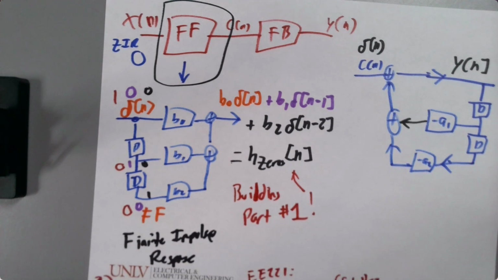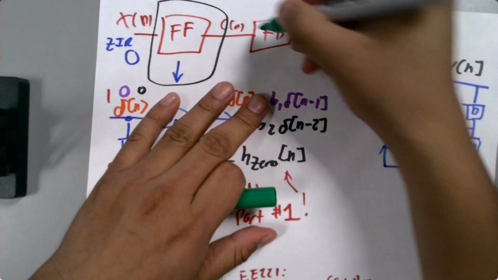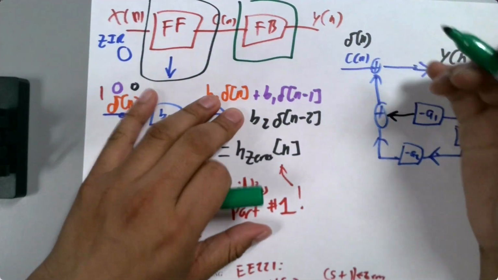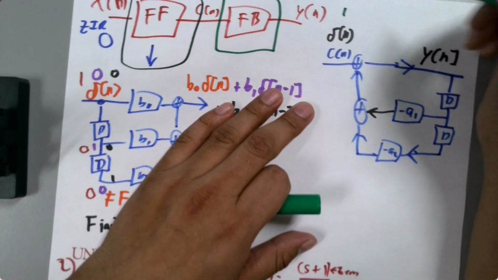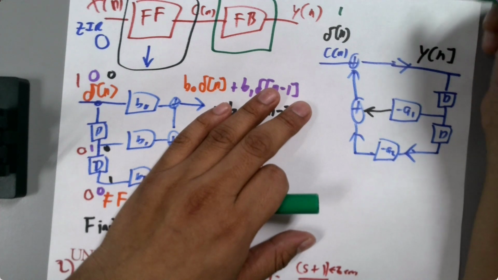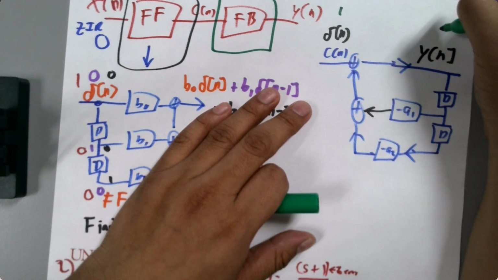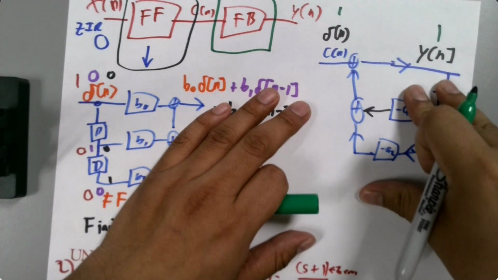Okay, this is the mindset I want to get you guys prepared for the exam. So we're treating this as part number 2, okay? So we just kicked our box. We have a 1 in here, okay? So at time n is equal to 0, what is y of n? 1. Just 1, okay?